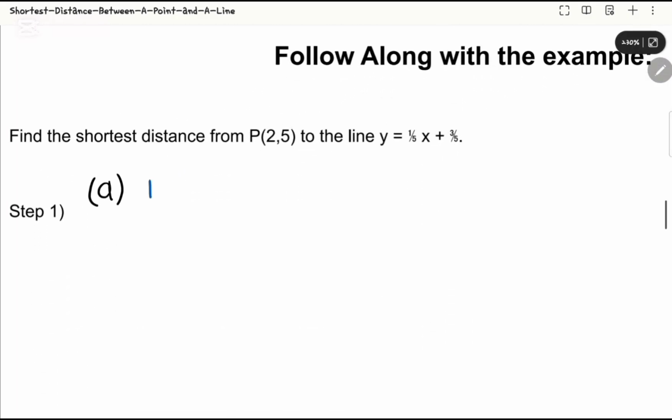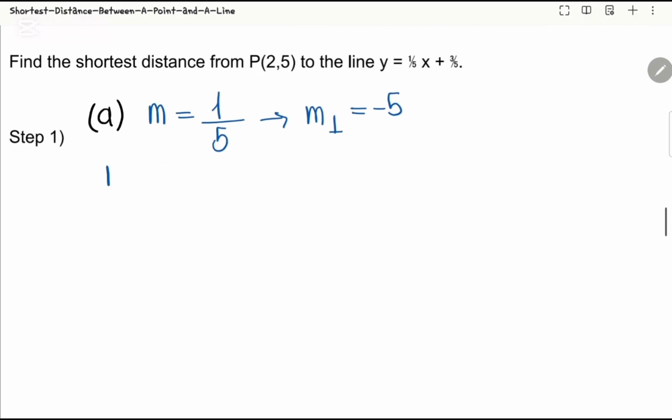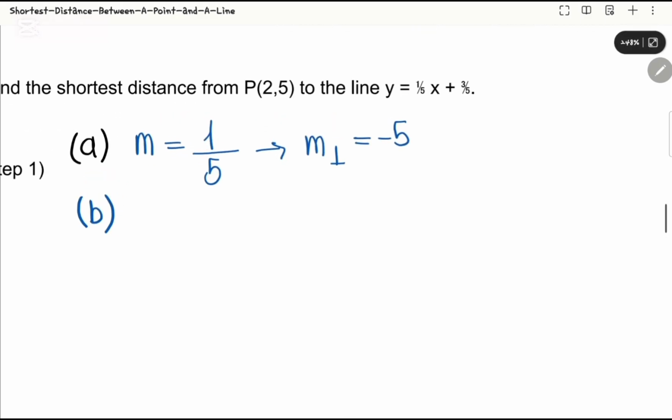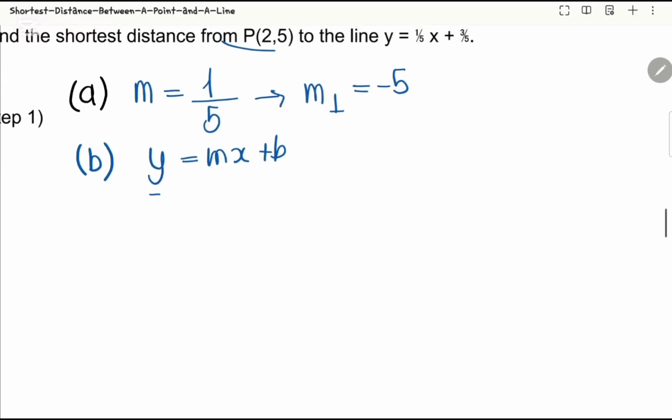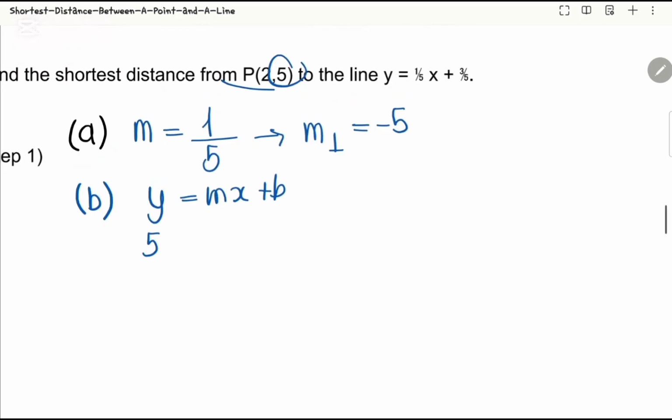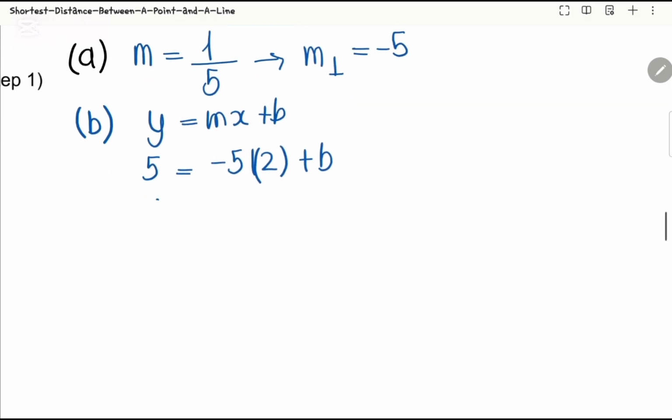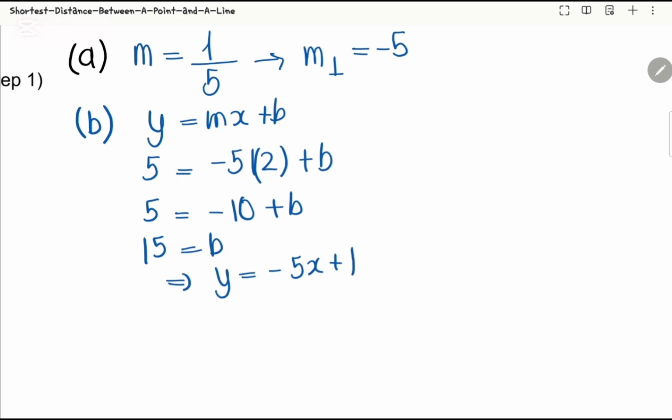First of all, we have to know that the original slope is 1/5, which means the perpendicular slope is going to be -5. Then we are going to plug it into y equals mx plus b using point P. So x is going to be 2 and y is 5. 5 equals -10 plus b, 15 equals b. Therefore, your perpendicular line is going to be y equals -5x plus 15.